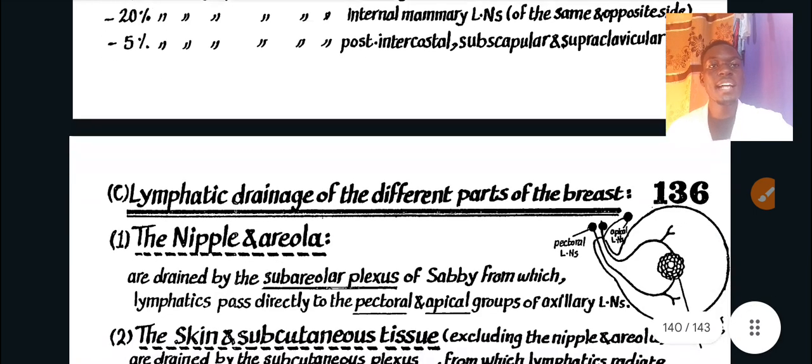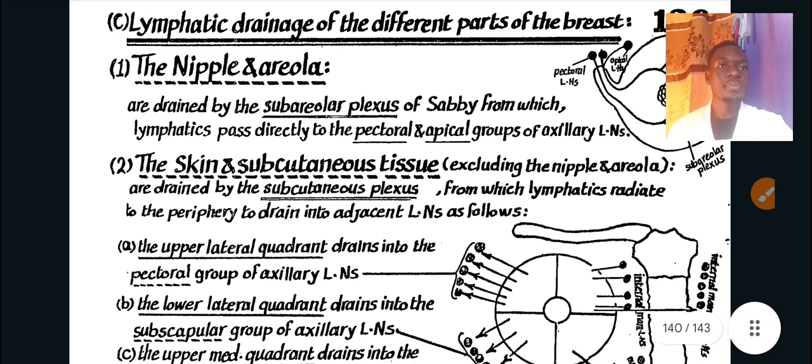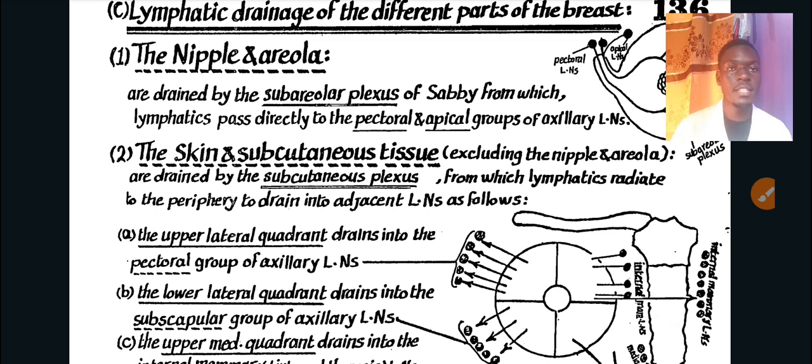Now, if you look at the lymphatic drainage of different parts of the breast, we begin with the nipple and the areola. The nipple and the areola, just like we said, is drained by the subareolar plexus of Sappey, from which the lymphatics pass directly to the pectoral and apical groups of the axillary nodes. So, we shall have our lymph being taken to the pectoral lymph nodes, or you can call them the anterior axillary lymph nodes.